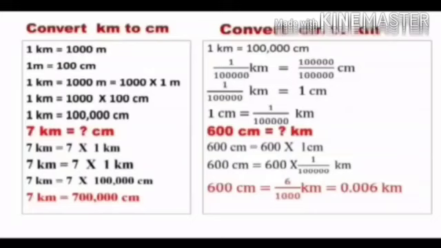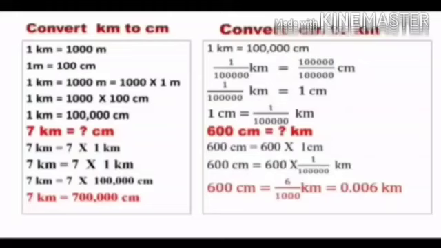So 1 kilometer equals 1000 meter, or we can write 1000 times 1 meter. In place of 1 meter we write 100 centimeter. So 1 kilometer will be 100,000 centimeter.